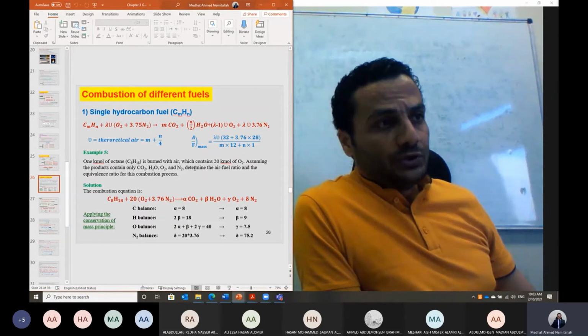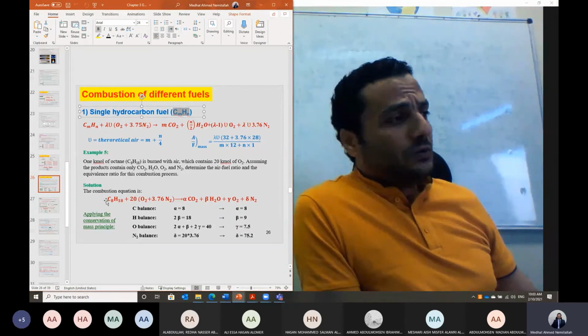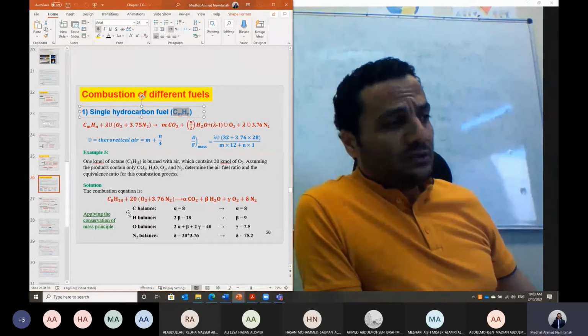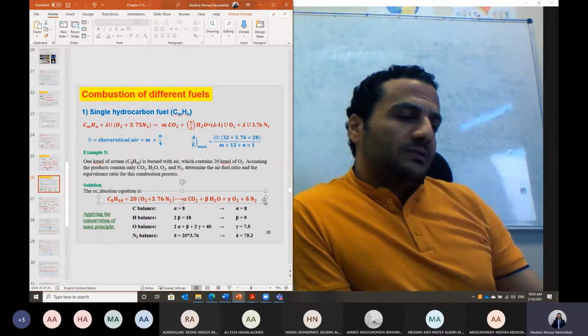We considered last time, in case we have a single hydrocarbon fuel, let's say 1 kilomole of fuel, CmHn, like octane, how to write down the combustion equation and how we can calculate all the combustion products. Here we assume we have complete combustion. We assume N2 is an inert gas, so we don't have any intermediate reaction or kinetics.